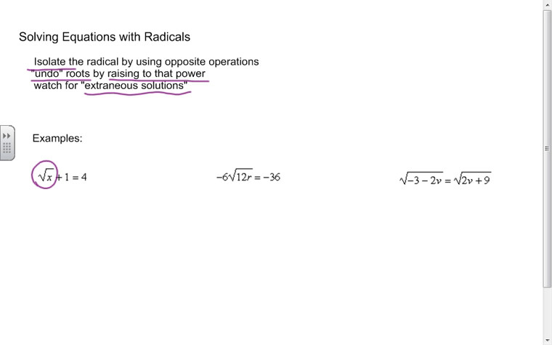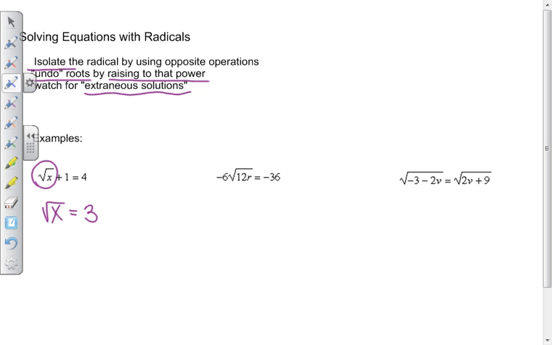Extraneous solutions are values that would make the original problem false. So watch out for negatives. If you get negatives, go back to your original, make sure they work. We'll talk more about this when it comes to fractions. So in this case, if I subtract one away, I have the square root of x is equal to 3. I'm going to go ahead and square both sides, and I have x is 9.